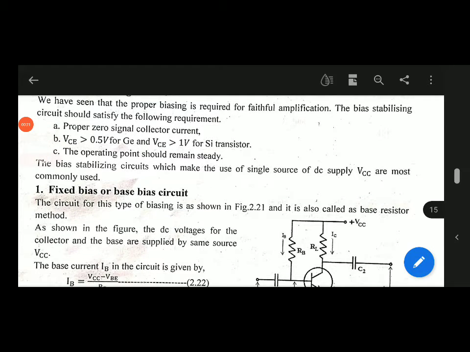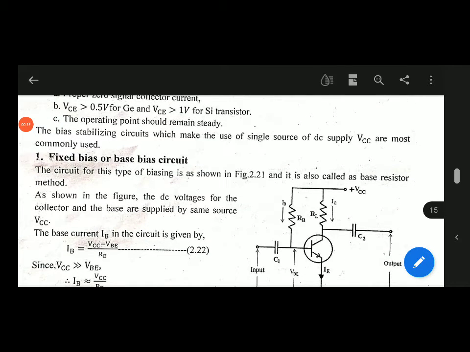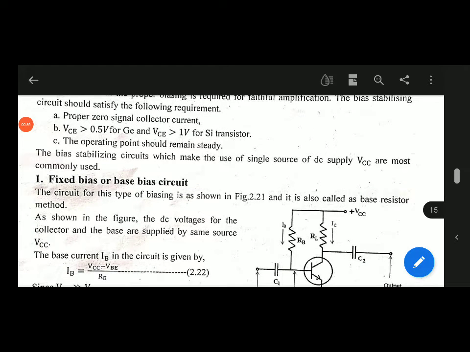First, the proper zero signal collector current. Second, VCE should be greater than 0.5 volt for germanium and greater than 1 volt for silicon transistor. Third, the operating point should remain steady. The bias stabilization circuits which make use of a single DC supply VCC are most commonly used. These are the conditions or requirements.